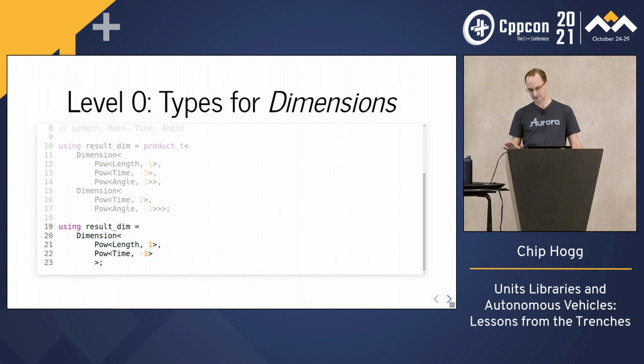So this is the product operation. I'm skipping over the power operation, but we do provide that too. And once we have those, we automatically get inverse and quotient and root too.